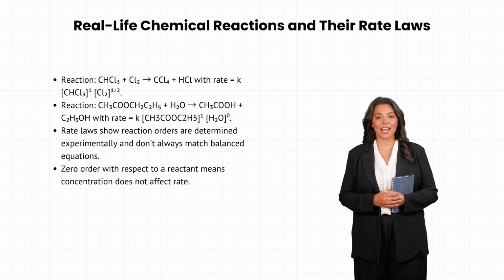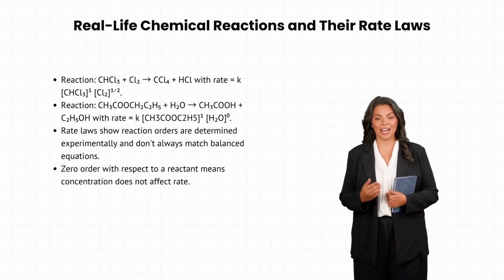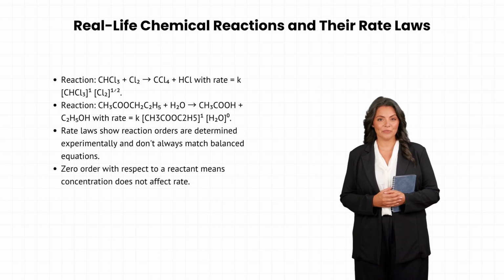Now look at the second reaction, the hydrolysis of an ester with water. Its rate depends on the concentration of the ester, but is independent of water's concentration, indicated by an exponent of 0 on water. This happens because water is in large excess, so its amount effectively remains constant during the reaction. So we learn that reaction orders reveal the nuances of chemical kinetics and are experimentally determined. Always remember, just seeing the balanced chemical equation won't tell you the reaction order.